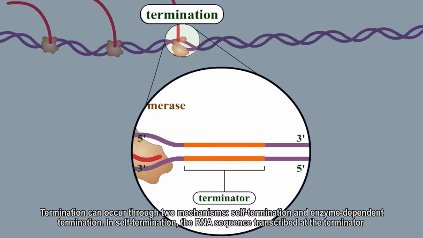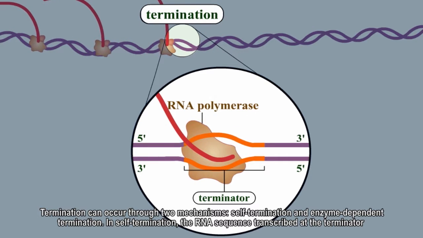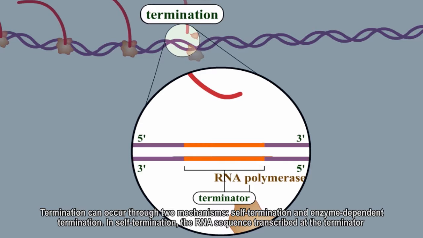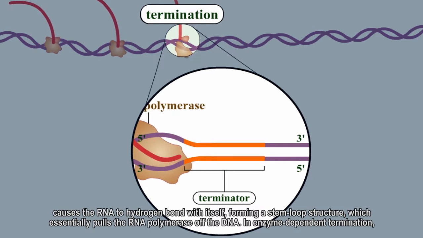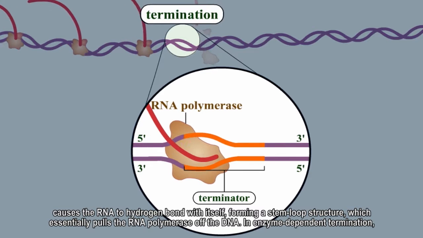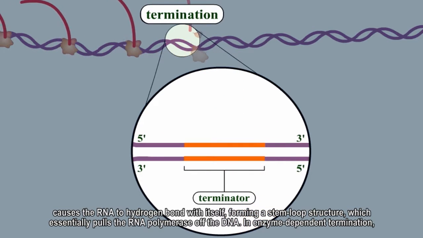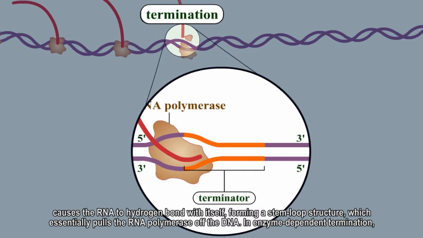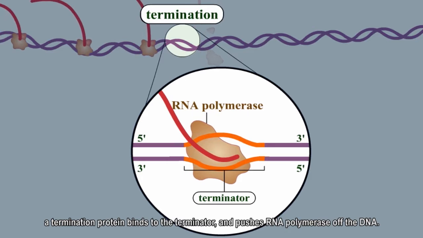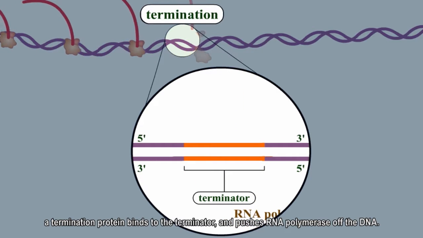Termination can occur through two mechanisms: self-termination and enzyme-dependent termination. In self-termination, the RNA sequence transcribed at the terminator causes the RNA to hydrogen bond with itself, forming a stem loop structure which essentially pulls the RNA polymerase off the DNA. In enzyme-dependent termination, a termination protein binds to the terminator and pushes RNA polymerase off the DNA.